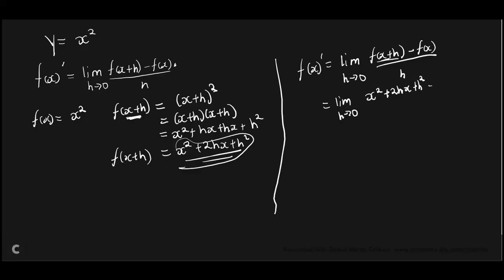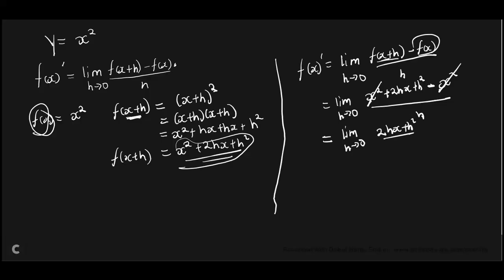minus f of x. What is your f of x? The f of x was this part here, which is x squared, over h. Then the next thing: lim as h approaches 0, and then this x squared and this x squared, they subtract, then what are you remaining with? You remain with 2hx plus h squared over h.